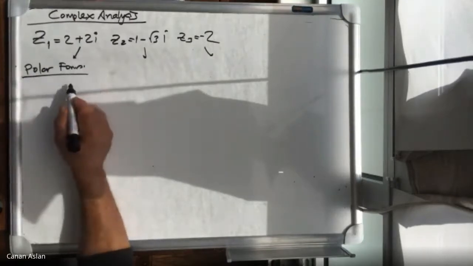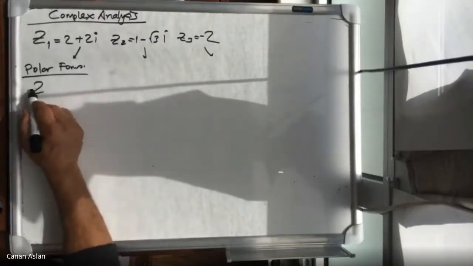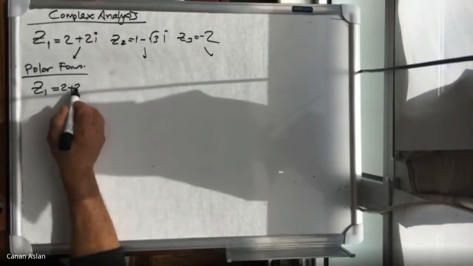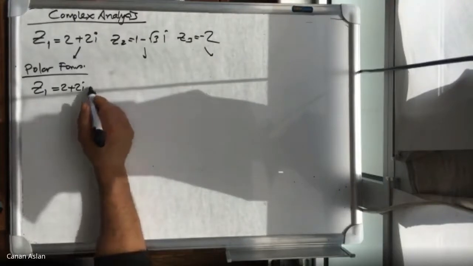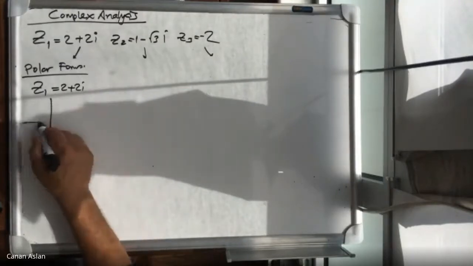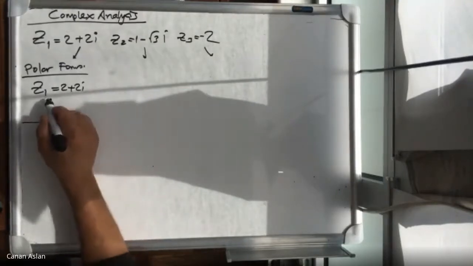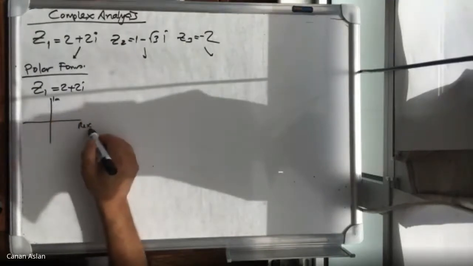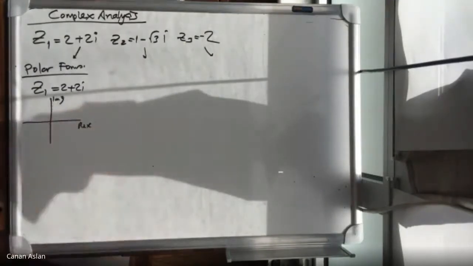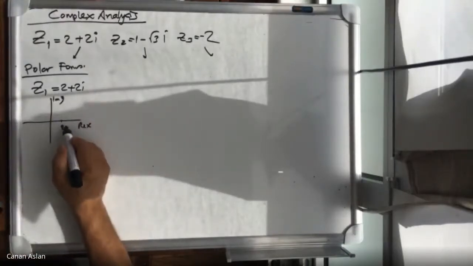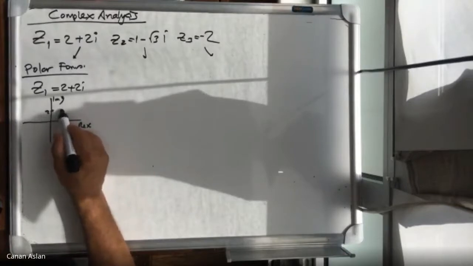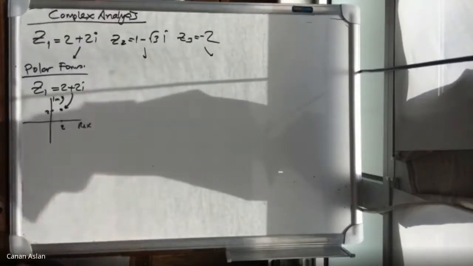Okay, so we have now Z1. Let's consider this one. Z1 equals 2 plus 2i. First, we have to get the radius. Let's show this on the complex plane. This is real x, and this is imaginary y. So 2 is here, and 2i is right there. This is the point.